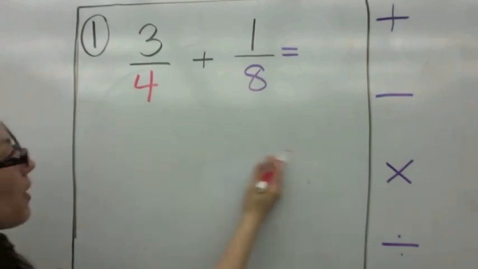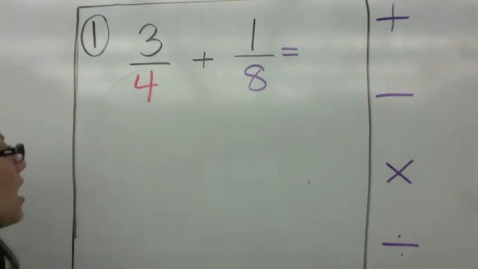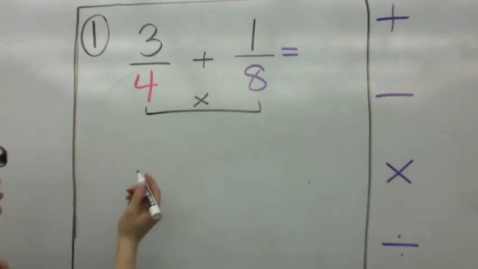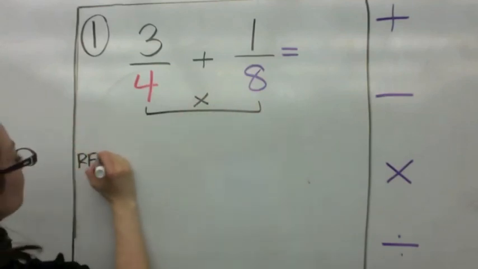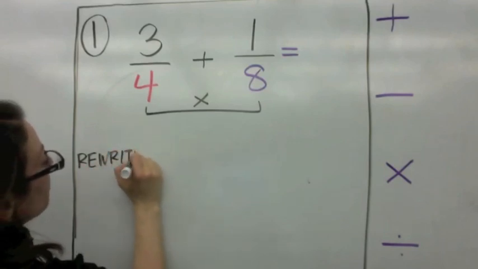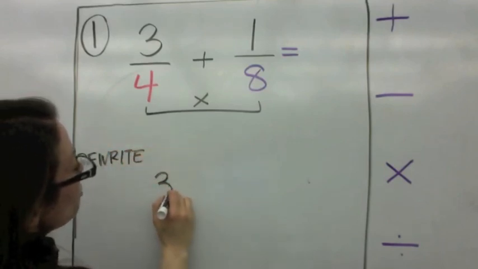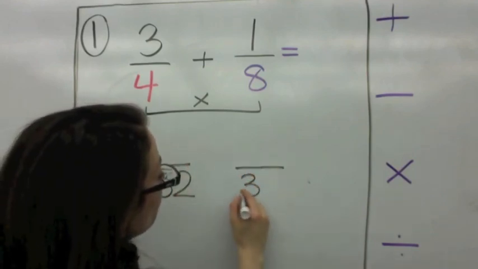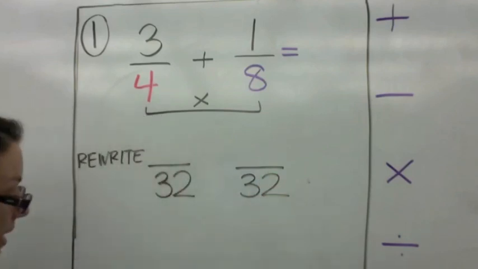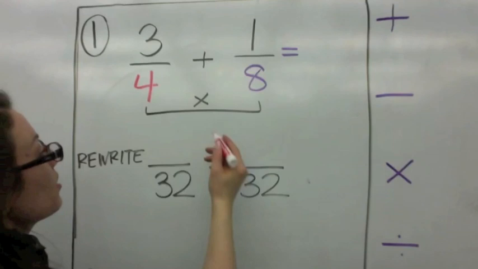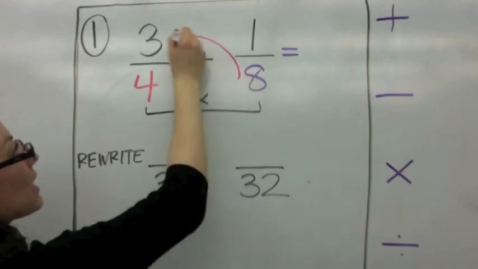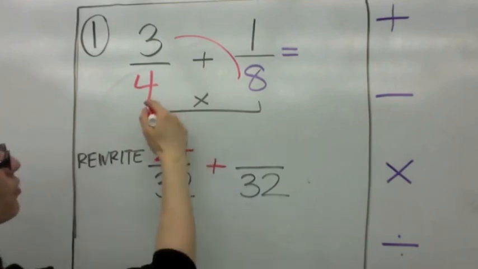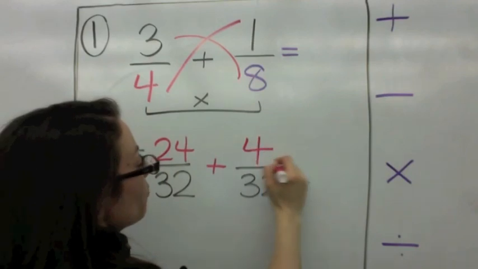Well, first you have to multiply the denominators together. Okay, multiply the denominators. Then you rewrite. You're going to rewrite these denominators as 32 because 4 times 8 is 32. Remember this? All right, rewrite them as 32. Then you can cross multiply. What is 8 times 3? 8 times 3 is 24 plus 4 times 1. 4 times 1 is 4.